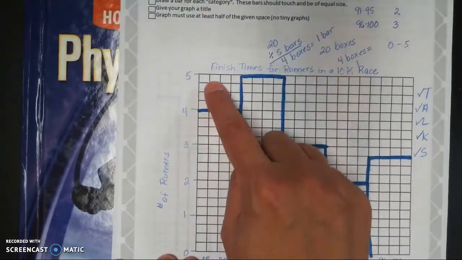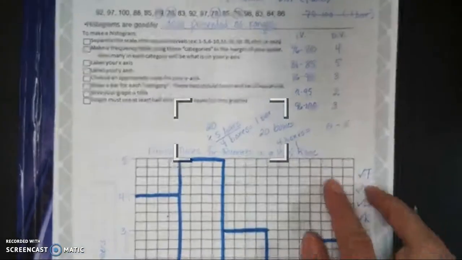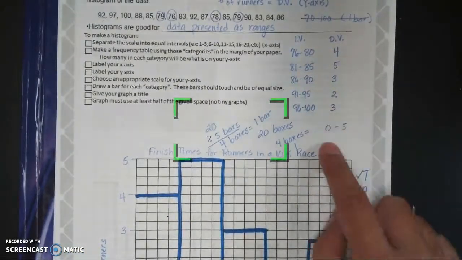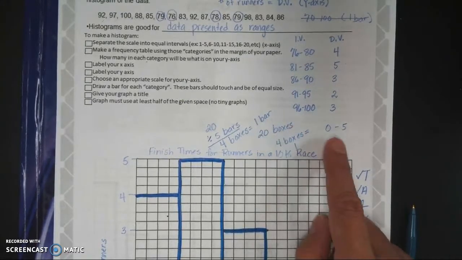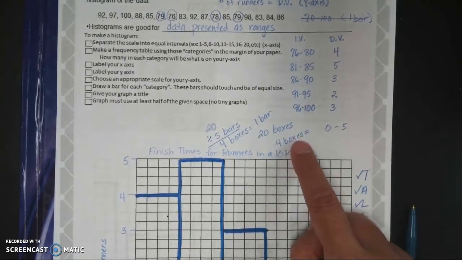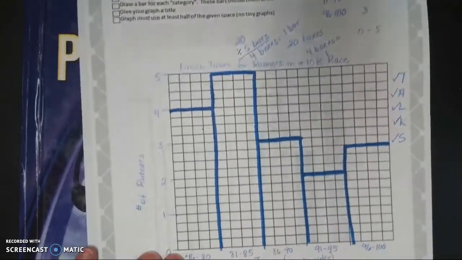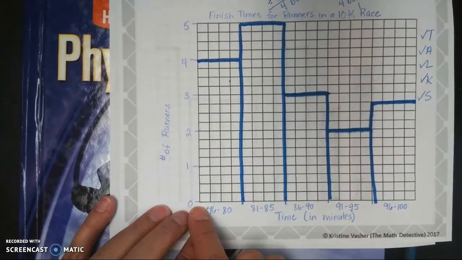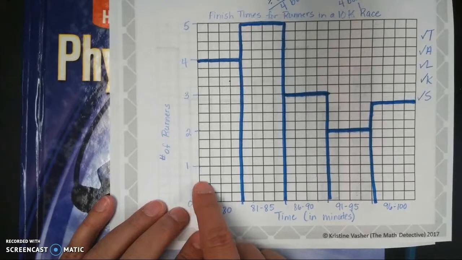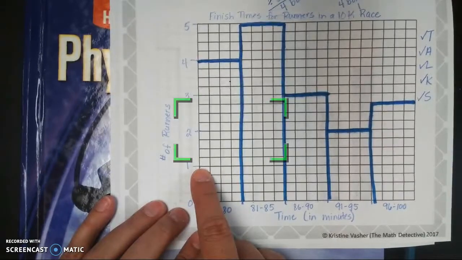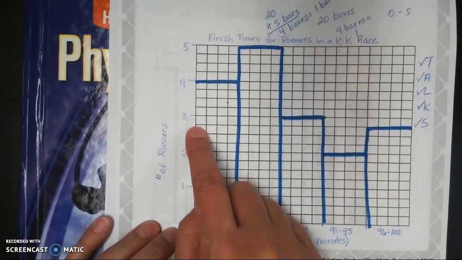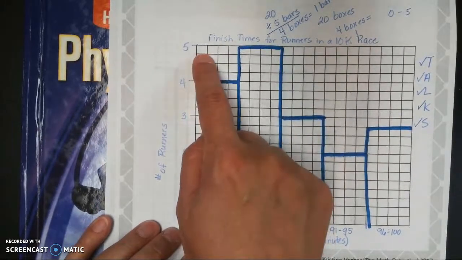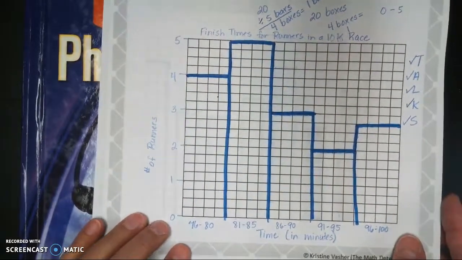The scale for my y-axis, the range for this data was between 0 and 5. Once again, I had 20 boxes. 20 divided by 5 meant that every 4 boxes was going to be equal to 1 on my scale. So starting at 0, counting up, the first mark is 1. 4 more gives me a place value of 2. 4 more was 3. 4 more is 4. And finally at the top is 5.